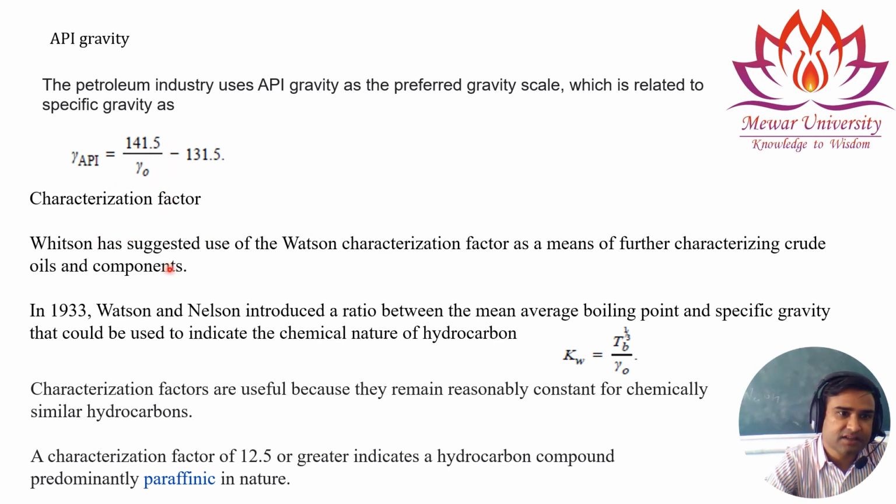Next, the characterization factor. There was a scientist, Watson, who suggested the use of the Watson characterization factor, which he discovered in 1933. Watson and Nelson introduced the ratio between the mean average boiling point and specific gravity that could be used to indicate the chemical nature of the hydrocarbon. So Kw is the Watson factor: the mean average boiling point TB to the power 1/3, divided by the specific gravity of the crude.